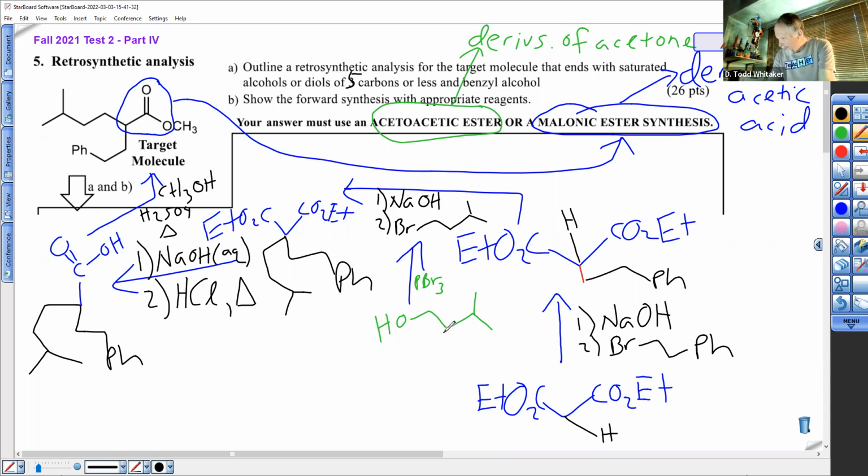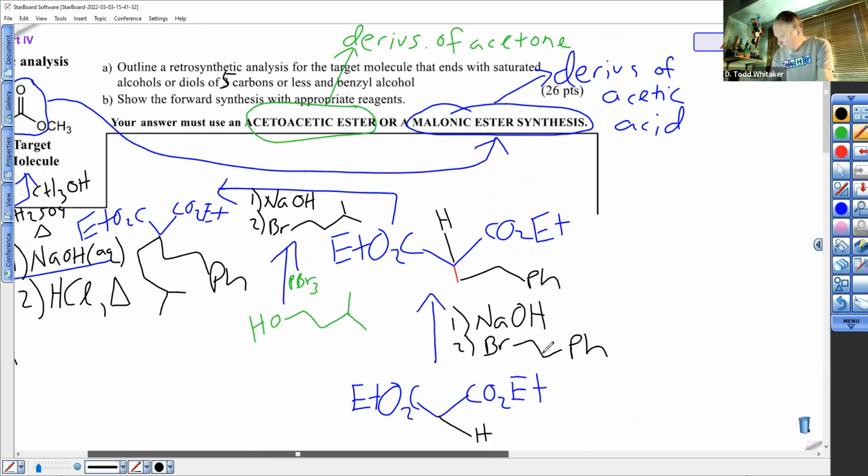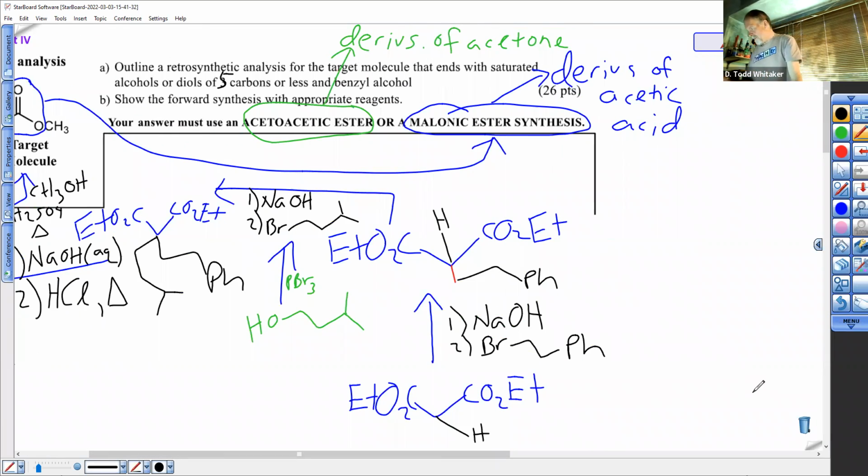No. We already have something that needs to be extended over here, and you guys know how to do extensions. This is not benzyl bromide. It's homobenzyl bromide. It's made from homobenzyl alcohol, which is not benzyl alcohol. You have to make that from benzyl lithium and formaldehyde.